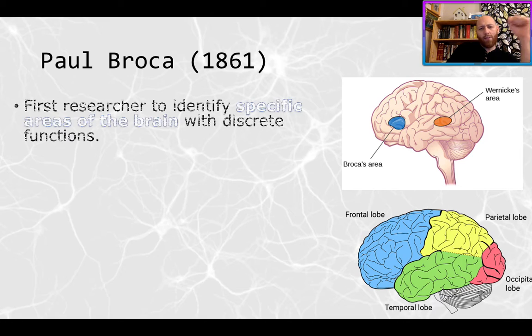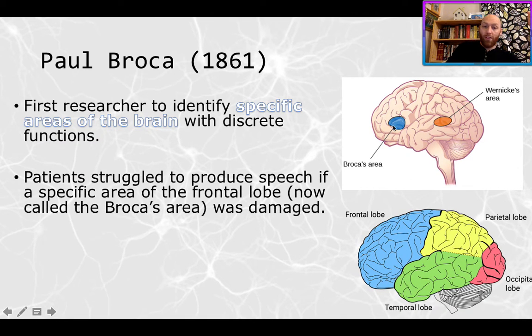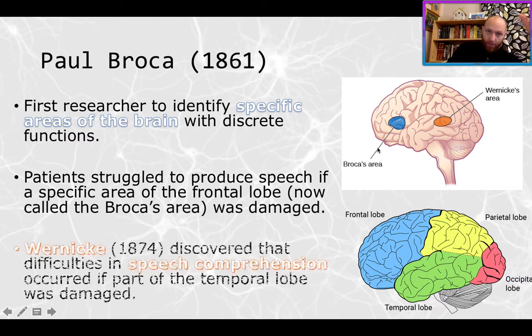So in 1861, Paul Broca was the first researcher to identify a specific area of the brain and a discrete function that it seemed to be responsible for. What is now famously referred to as Broca's area. He noted that patients struggled to produce speech if a specific area of the frontal lobe, this frontal lobe here, was damaged. This area is now called Broca's area.